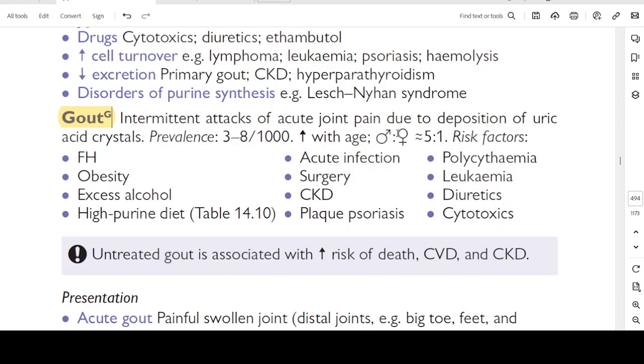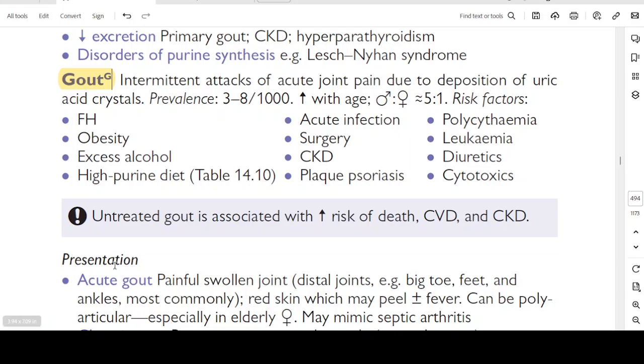Risk factors are family history, obesity, alcohol excess, high purine diet, acute infection, surgery, CKD, plaque psoriasis, polycythemia, leukemia, diuretics, cytotoxics. Untreated gout is associated with increased risk of death from cardiovascular disease and chronic kidney disease.